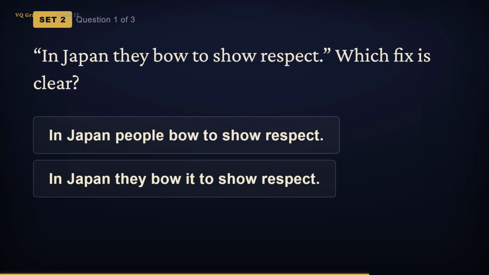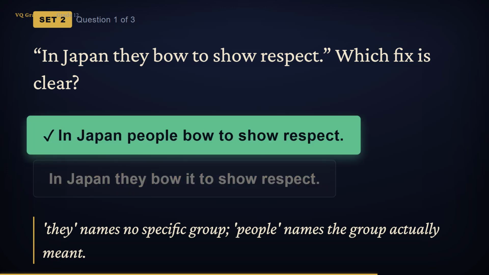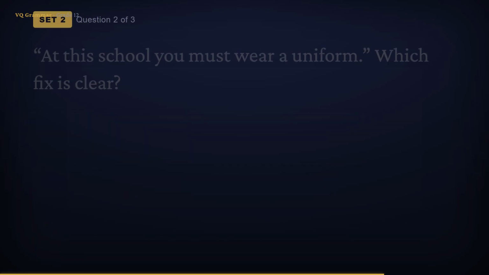In Japan, they bow to show respect. Who is they? We don't mean any specific group. We mean the people who live there. So name them. In Japan, people bow to show respect. A named noun beats a vague they every time.